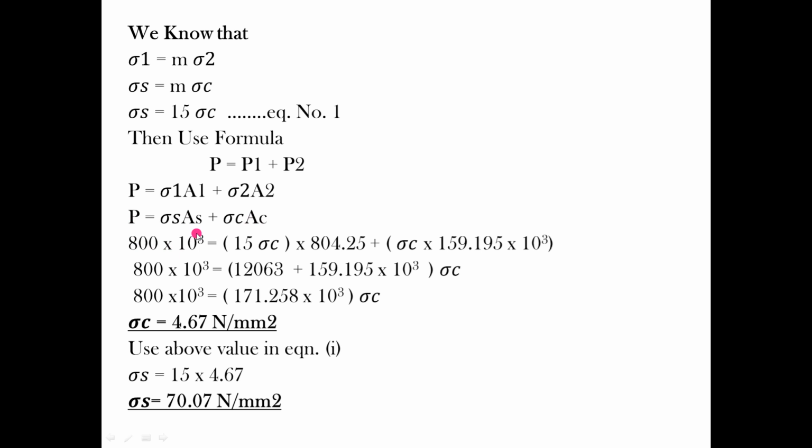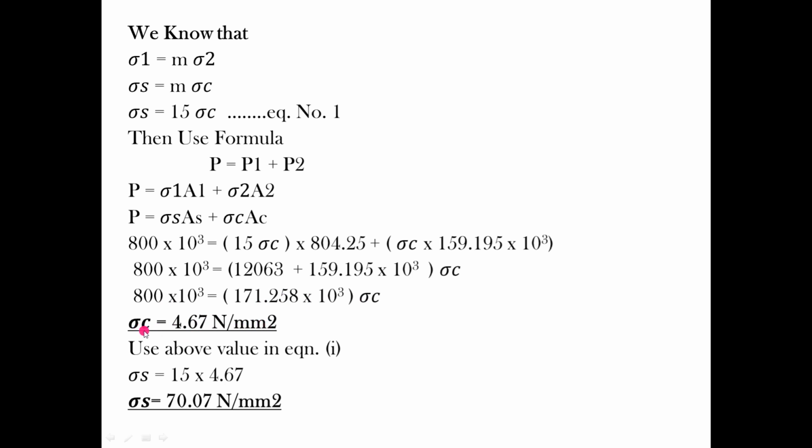P we know is 800 into 10^3, equal to sigma s, whose value we got here as 15 into sigma c. Here applied sigma s is equal to 15 into sigma c, in bracket, multiplied by A_s, that is 804.25, plus sigma c as it is, then A_c, the area for concrete, is 159.195 into 10^3. Then in the next step, 15 into 804.25 is 12063, plus 159.195 into 10^3, and sigma c is kept as common. Then the addition of this becomes 170.258 into 10^3 into sigma c. Then this value gets divided, and we get sigma c is equal to 4.67 Newton per mm square.